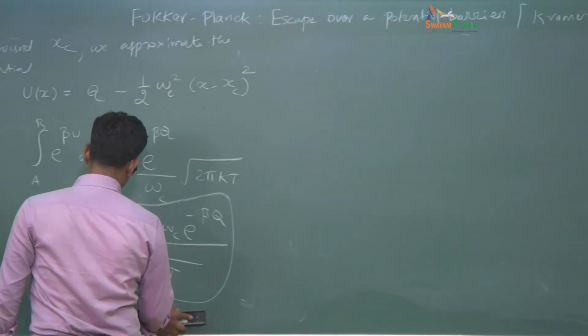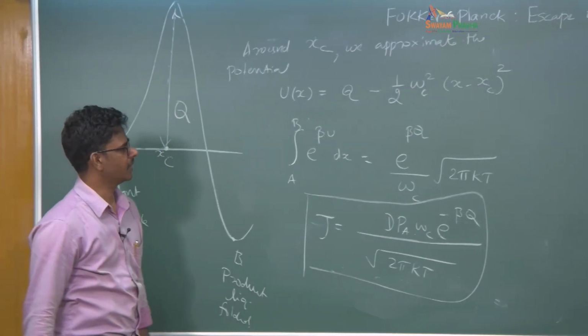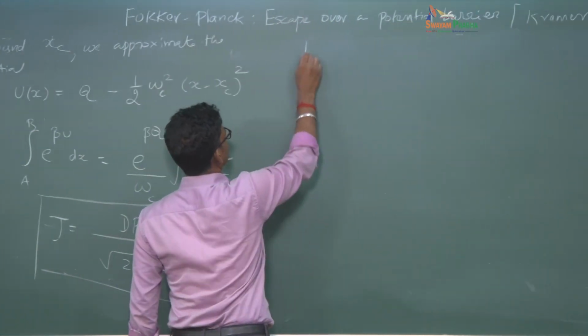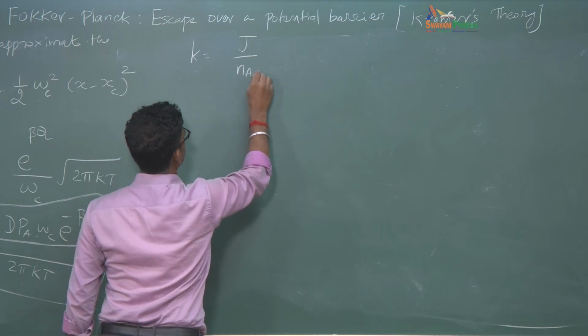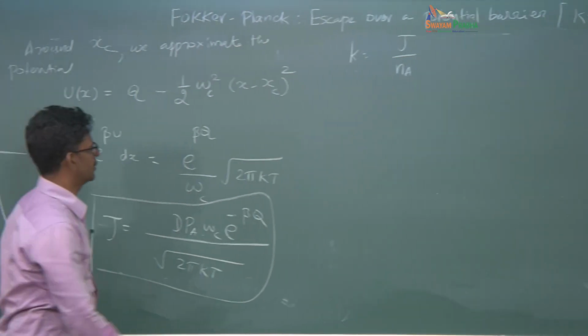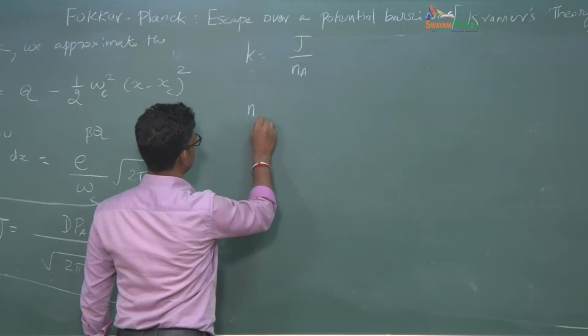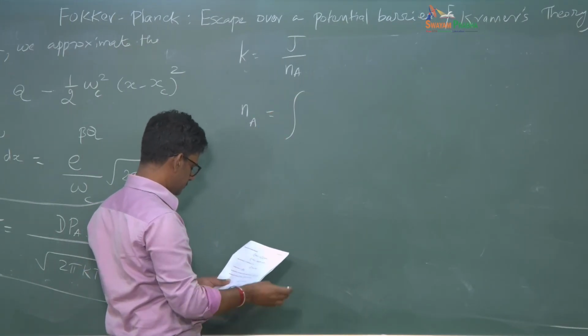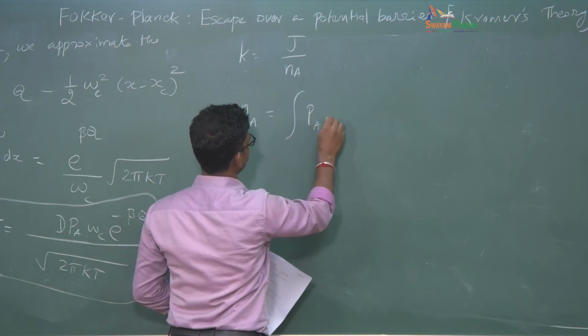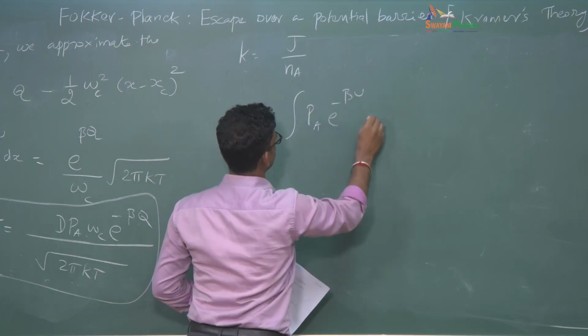So now we have the expression for flux J, and to calculate K, the rate constant, which we defined as J by Na. Okay, so to find Na, we again get Pa e power minus beta u dx.